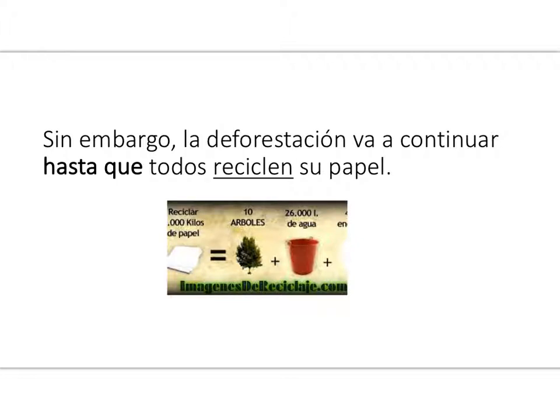Uno más. Sin embargo, la deforestación va a continuar. What's this saying? Is going to continue. Which is clearly what? A reference to the future. Therefore, after our hasta que, we have what? Reciclen su papel. Okay? Subjuntivo.